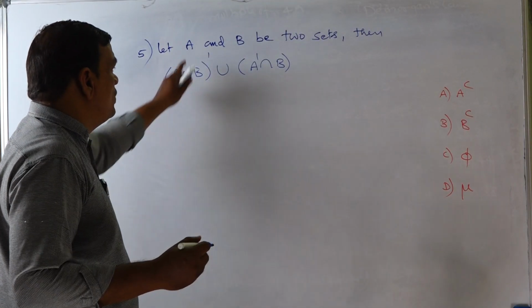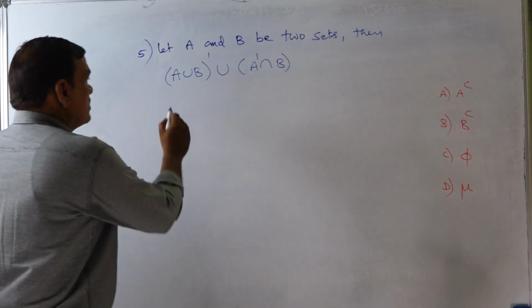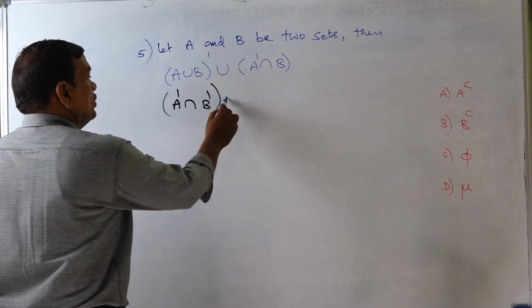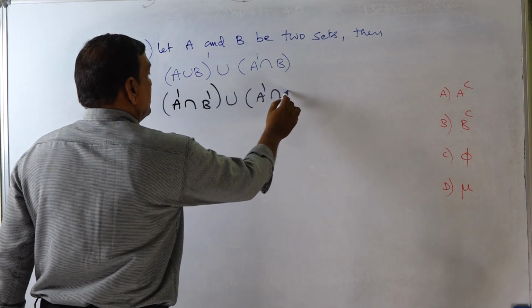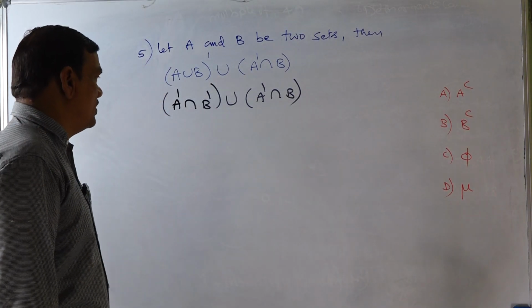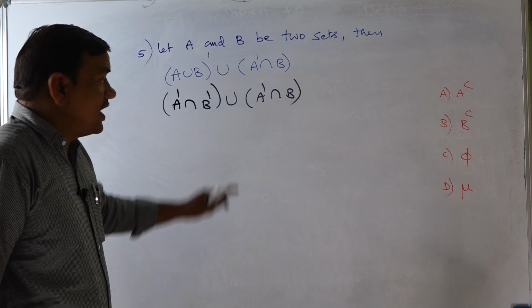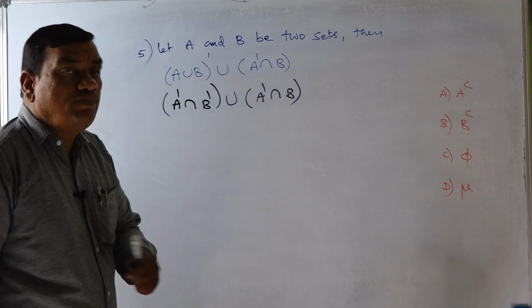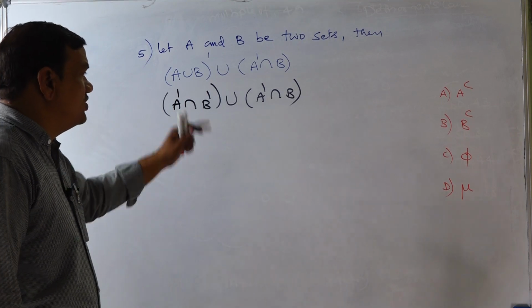First, (A union B) whole complement. We have the De Morgan's laws. That is A complement intersection B complement, union A complement intersection B. Understand? So this is the formula that we have. First I applied the De Morgan's laws. Afterwards, the distributive law is there. Now see here.